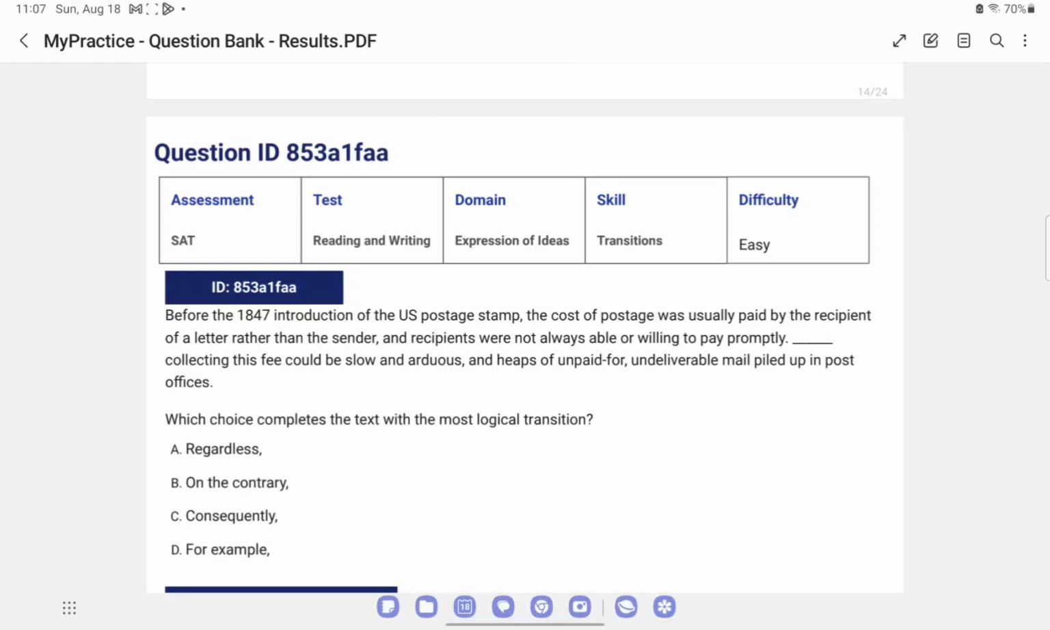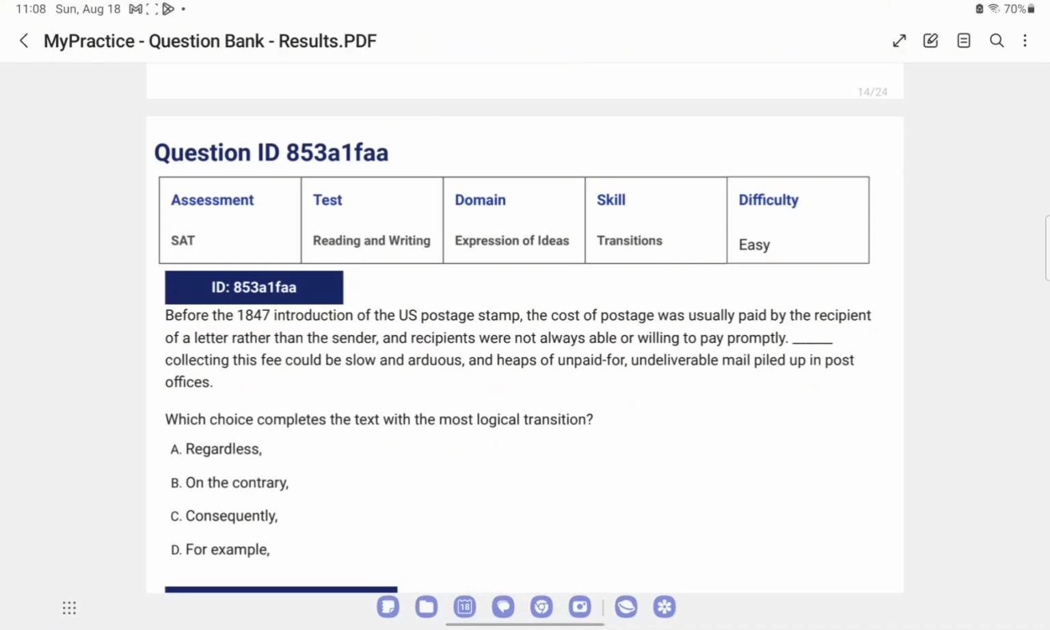Before the 1847 introduction of the U.S. postage stamp, the cost of postage was usually paid by the recipient of a letter rather than the sender, and the recipients were not always able or willing to pay promptly. Blank, collecting this fee could be slow and arduous. Okay, so it's saying that before the introduction of the postage stamp, the recipient had to pay to get the letter.